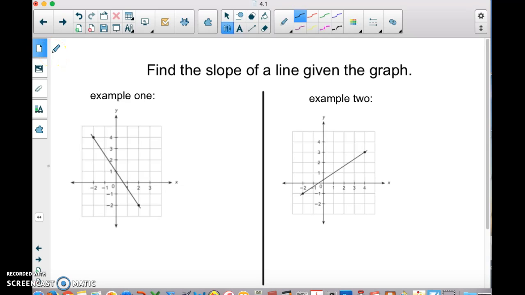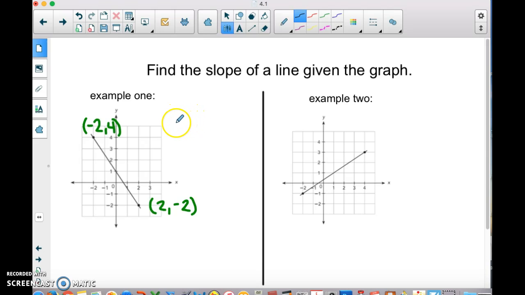Now we can also find the slope of a line given a graph. So if we're given a graph, we just want to label our points here. So this would be negative 2, 4. And down here I would have 2, negative 2. And then I can just use these points to plug into my formula. It doesn't matter which one is your x1, y1, and x2, y2. Either way, you'll get the same answer.